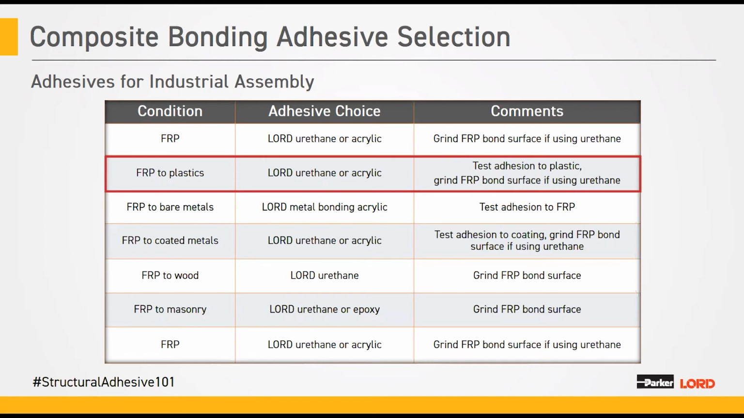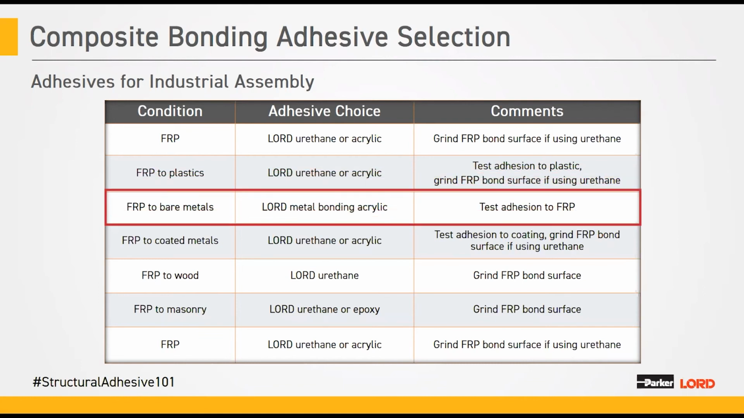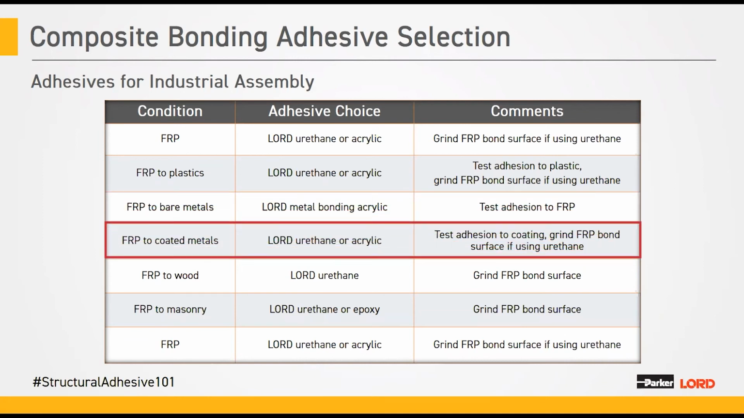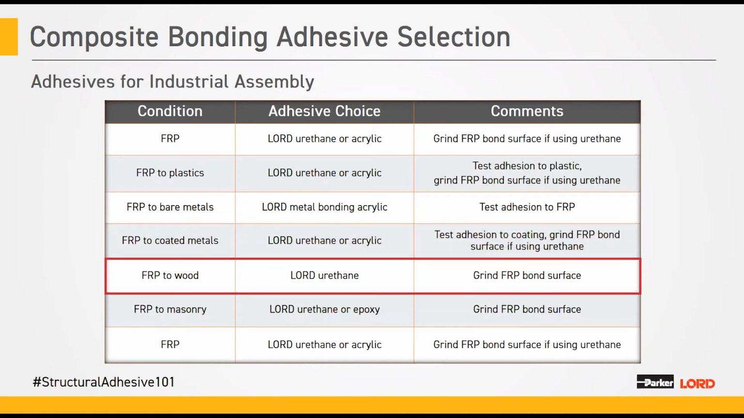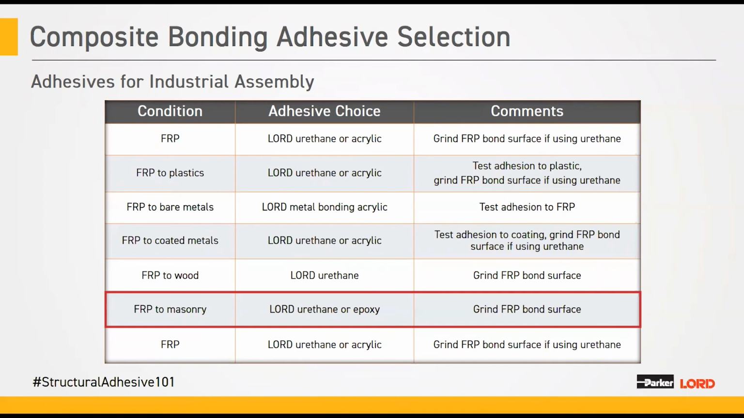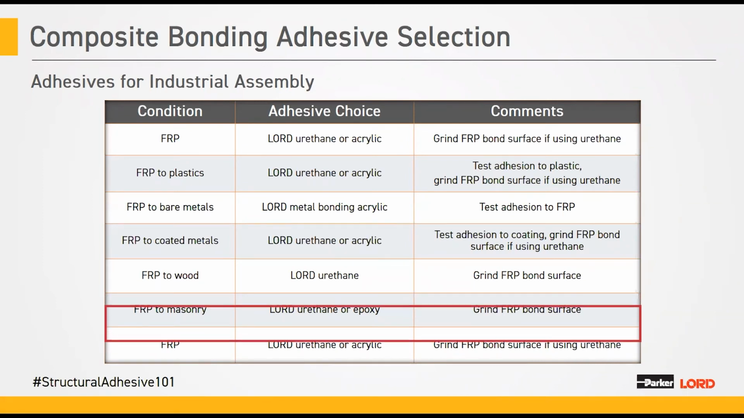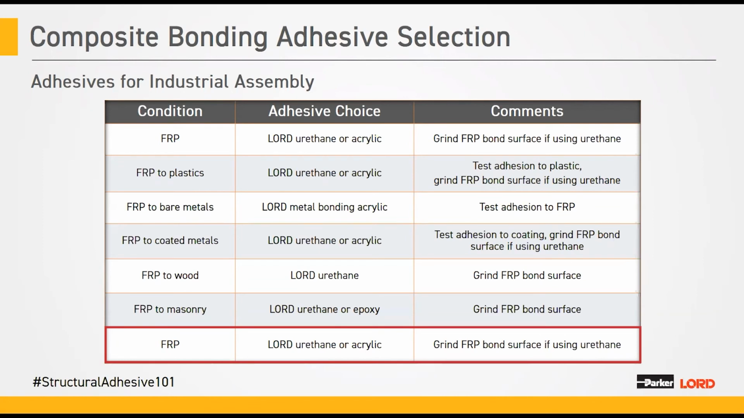Fiberglass to plastics or FRP to plastics, again, urethanes and acrylics, and many of these things will test the adhesion along the way. The FRP to plastics is an example. FRP cross-bonded to metals, again, testing the adhesion of the individual assemblies. To coated metals, the same thing. Wood, typically on those we wouldn't use an acrylic, we might use a urethane, possibly an epoxy. FRP to masonry, again, an epoxy or urethane depending on the conditions that it would go into. And then FRP just to itself may or may not need to prepare the surface, but typically in a urethane or acrylic solution.